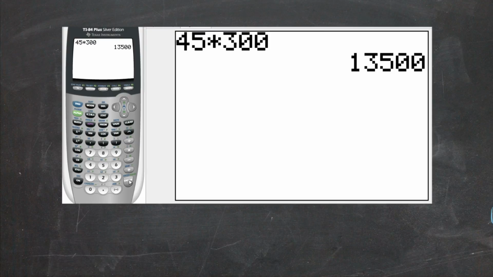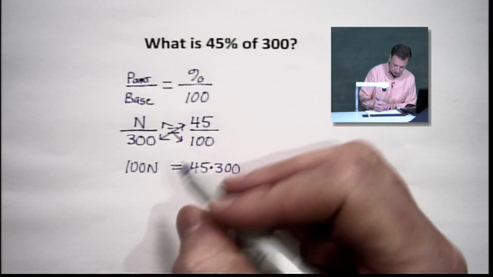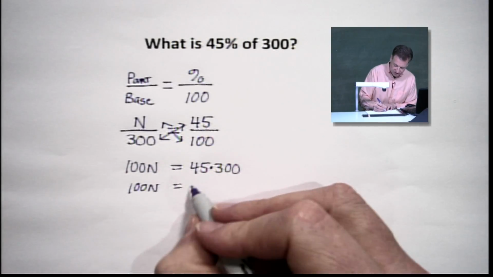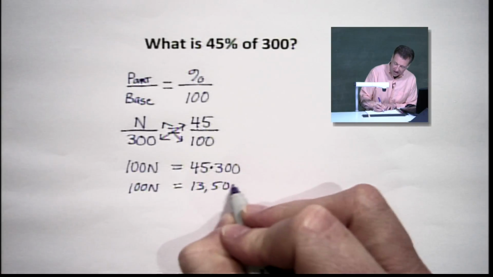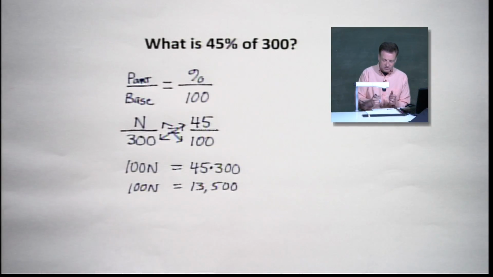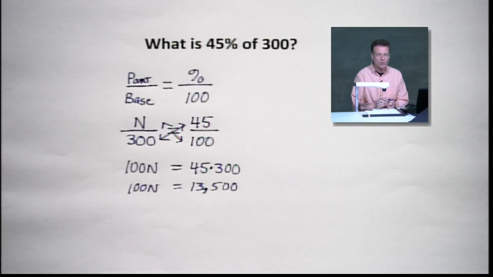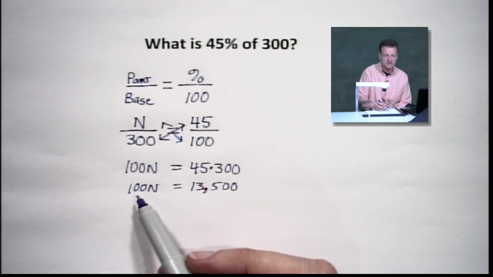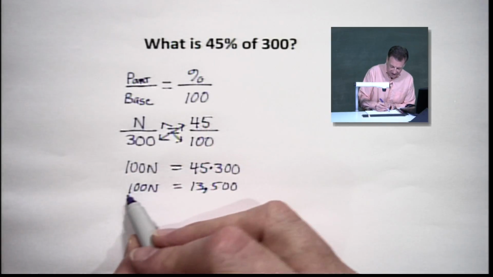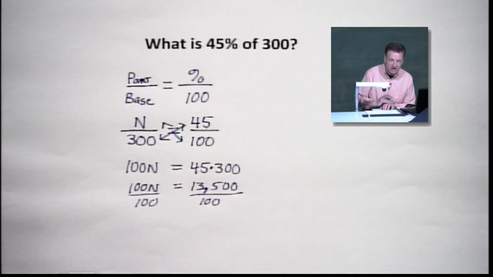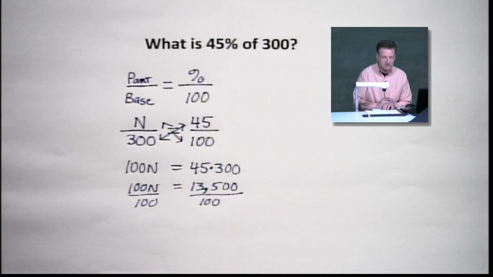13,500. So when we look back here at our little paper situation, we've got 100n equals 13,500, all right? So there's a rather big number. Some of you are going like, oh, it's going to be 13,500. No, no, we still have to divide by 100. The beauty of dividing by 100 to both sides here, remember, if we do it to the right, we have to do it to the left, and vice versa, left and right go together.